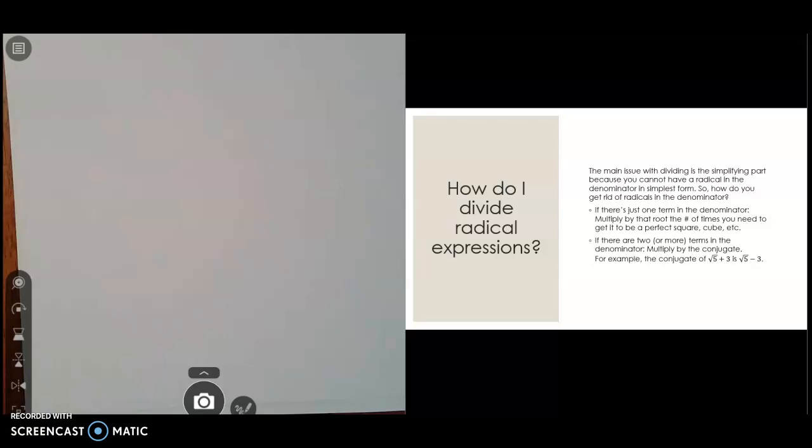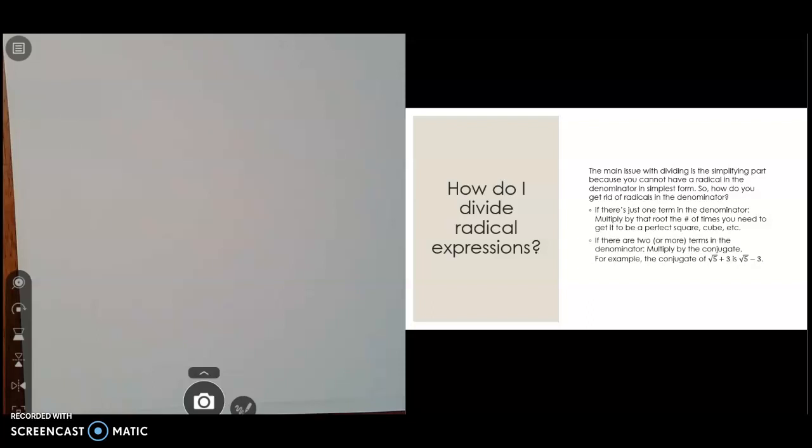Welcome back to section 10.5. We just finished multiplying radical expressions, and now we're going to move to dividing them. Sorry for the large amount of text here, but how do you divide radical expressions? Basically, the problem with dividing is that it's not going to feel like we're dividing.